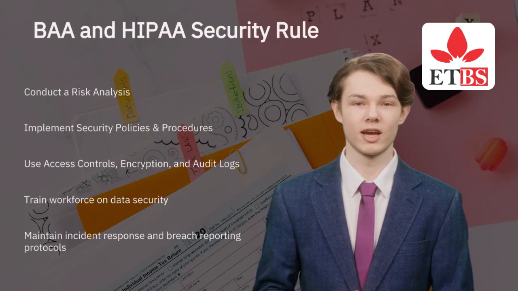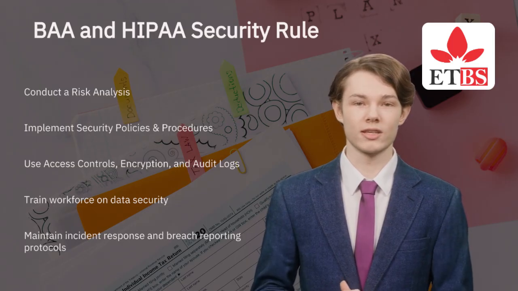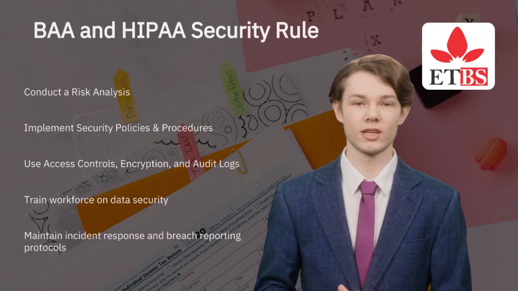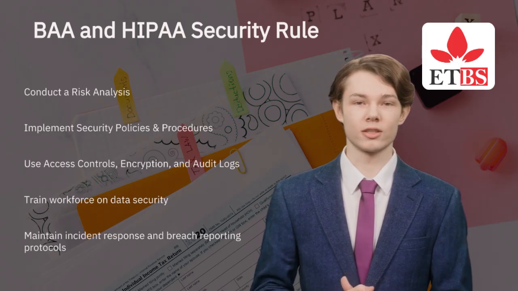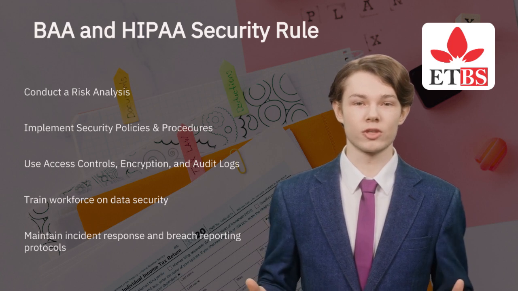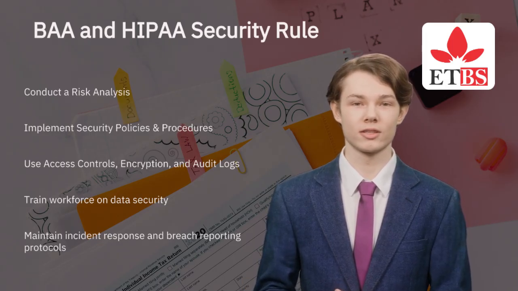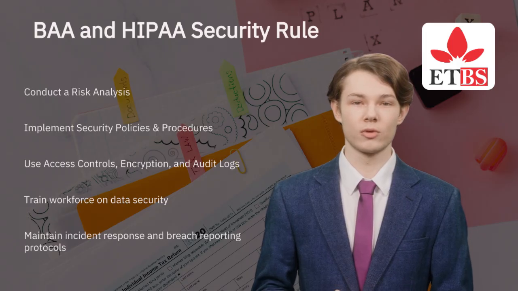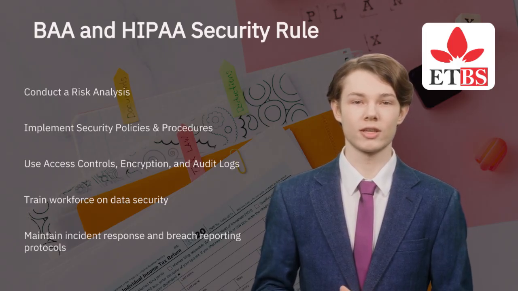4. BAA and HIPAA Security Rule. The HIPAA Security Rule mandates that BAs, like covered entities, must conduct a risk analysis, implement security policies and procedures, use access controls, encryption, and audit logs, train workforce on data security, and maintain incident response and breach reporting protocols. Business associates cannot claim ignorance as a defense. They are directly liable under HIPAA, particularly since the enactment of the HITECH Act of 2009.